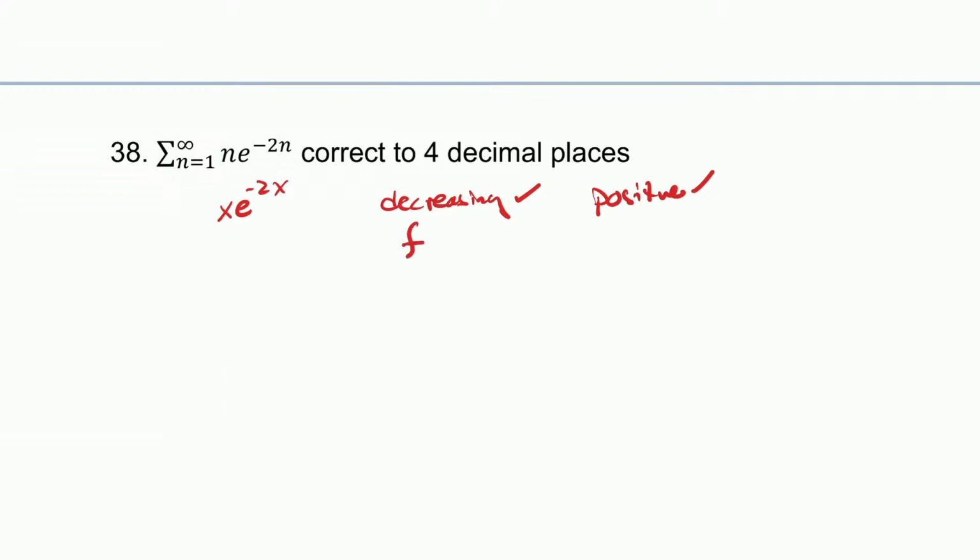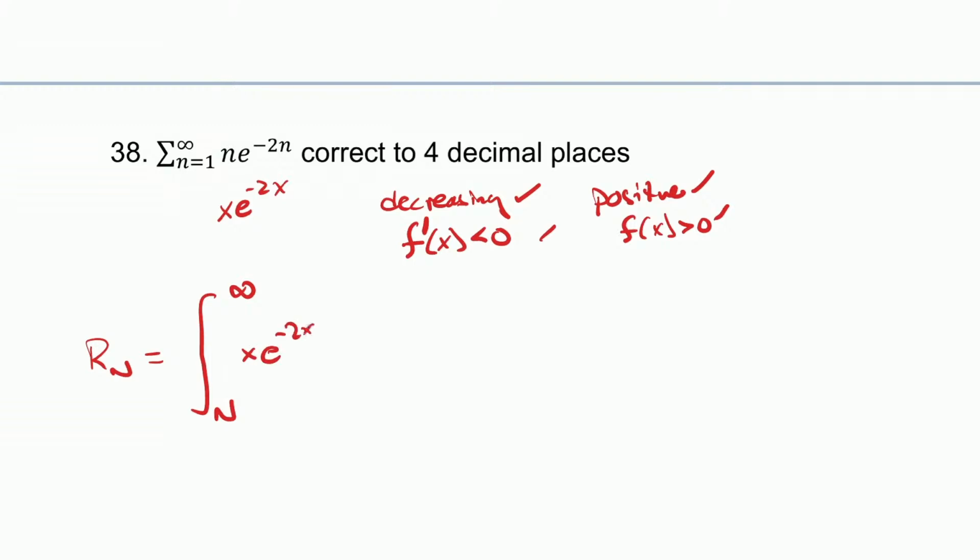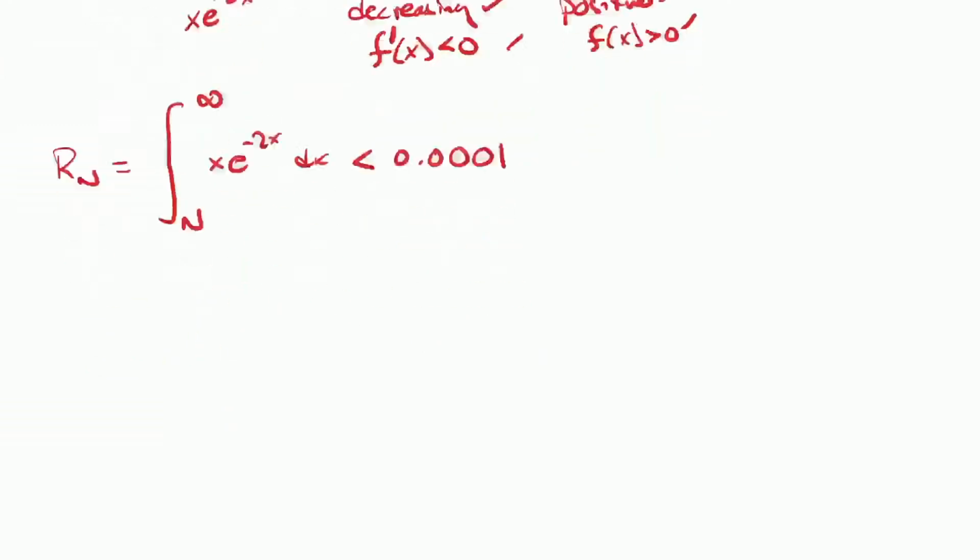So here, just to emphasize, f prime of x is less than 0, and f of x is greater than 0. So you're checking those are what you're checking. So let's just say that we've done that, and so I want the remainder, which is equal to this, to be less than 0.0001. That would be 4 decimal places, wouldn't it? So let's just go with that.